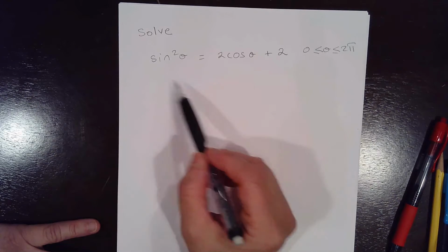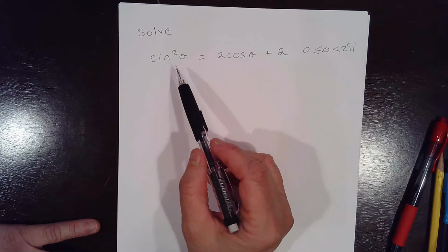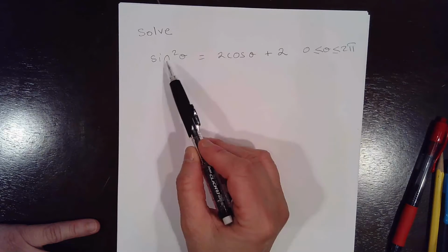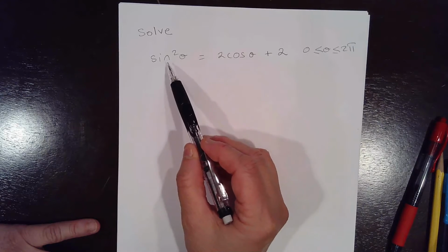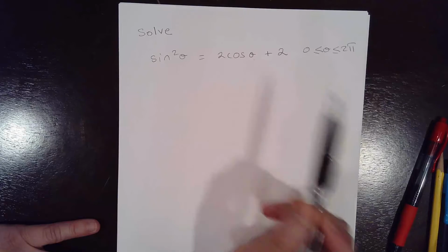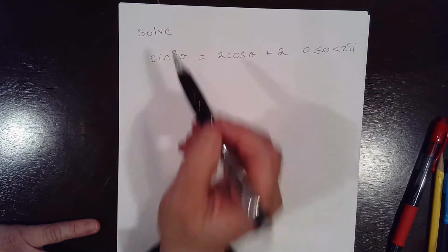Now to solve this trigonometric equation, we need to have either both sine theta or both cosine theta. Here we have sine theta and cosine theta. So we need to make some changes. We need to change this.